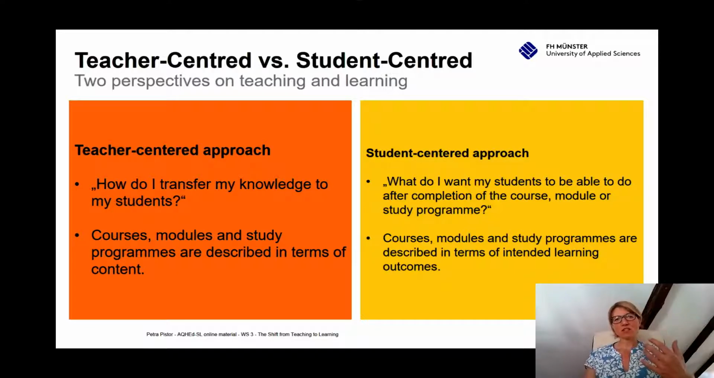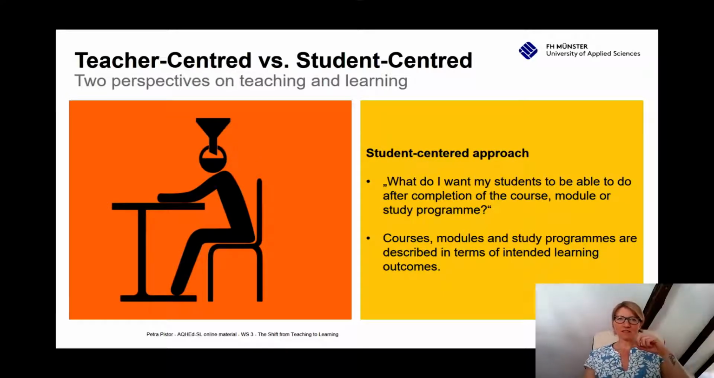On the basis of this approach, courses, modules, and study programs are described in terms of content. When I approach teaching and learning from a student-centered perspective, as a teacher, I would ask myself, what do I want my students to be able to do after they have completed my course, my module, or my study program? On the basis of this approach, courses, modules, and study programs would be described in terms of intended learning outcomes. You will get to know everything about intended learning outcomes in one of the next videos.